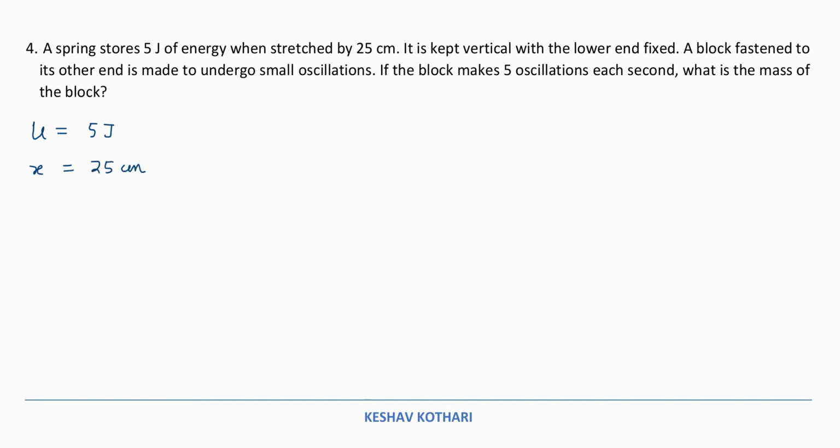It is kept vertical with lower end fixed. A block fastened to its other end is made to undergo small oscillations and the block is making 5 oscillations each second. So if there are 5 oscillations per second, the time period for one oscillation will be 1 by 5 second, which is the time period that we know of.